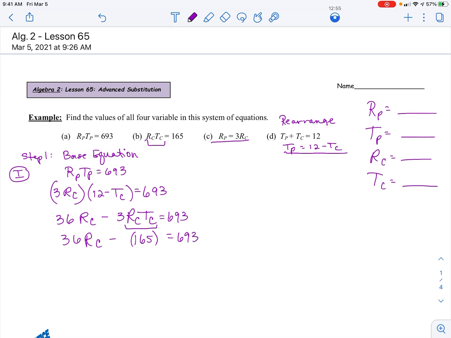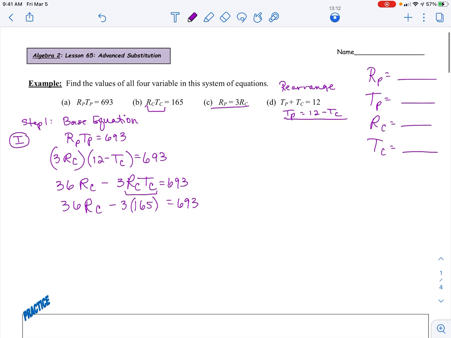And the beautiful thing about this now is that I've narrowed it down to 1 variable. So now I know I can solve for RC. So let's just keep this thing going. I'm going to add 165. Oops. I forgot to write in my 3. Put your 3 right here. Make sure you didn't forget that. Hopefully you've been yelling at me, Mrs. Quigley, you missed it. Okay, here we go. So 36RC minus 495 equals 693. So go ahead and solve through. Let's see what you get.